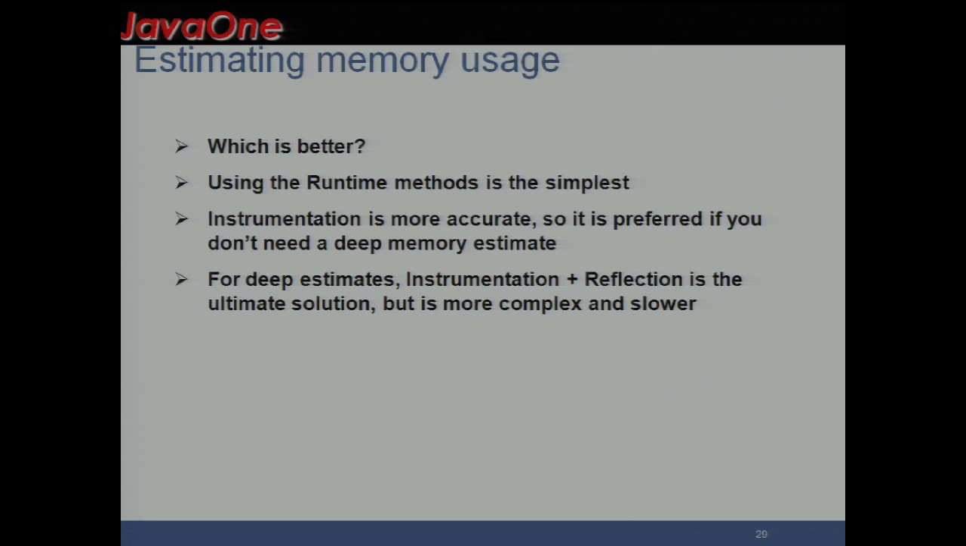Okay, so using one of these two techniques, you can estimate the memory usage of your objects during testing. So which is better? Well, the runtime methods are the simplest, right? Instrumentation does seem to be more accurate, so I would say it's preferred if you don't need a deep memory estimate. If you need a deep memory estimate, instrumentation and reflection is probably the ultimate solution, but it's more complicated and it's a lot slower.